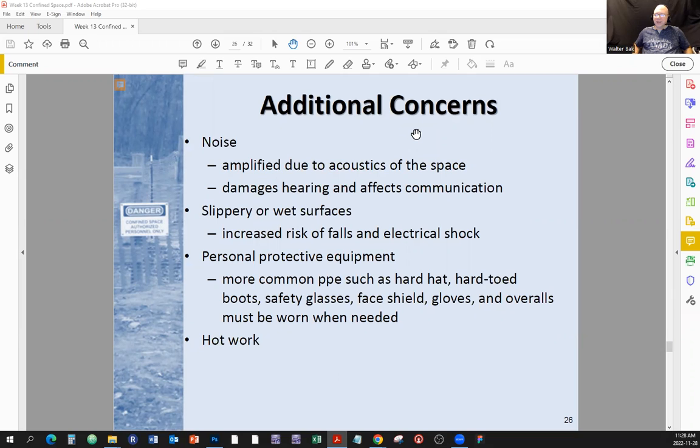Metal, steel, tanks, the big ones. If something is bumped into, or there are some vibrations, the noise is amplified due to the acoustics of the space, and you can get your hearing damaged. And remember, when your hearing goes down, it is not reversible. Right?